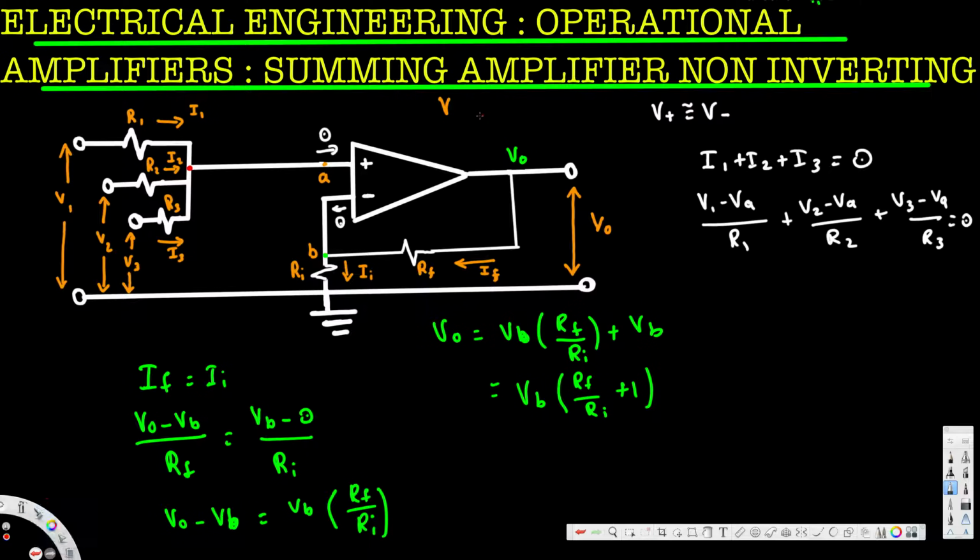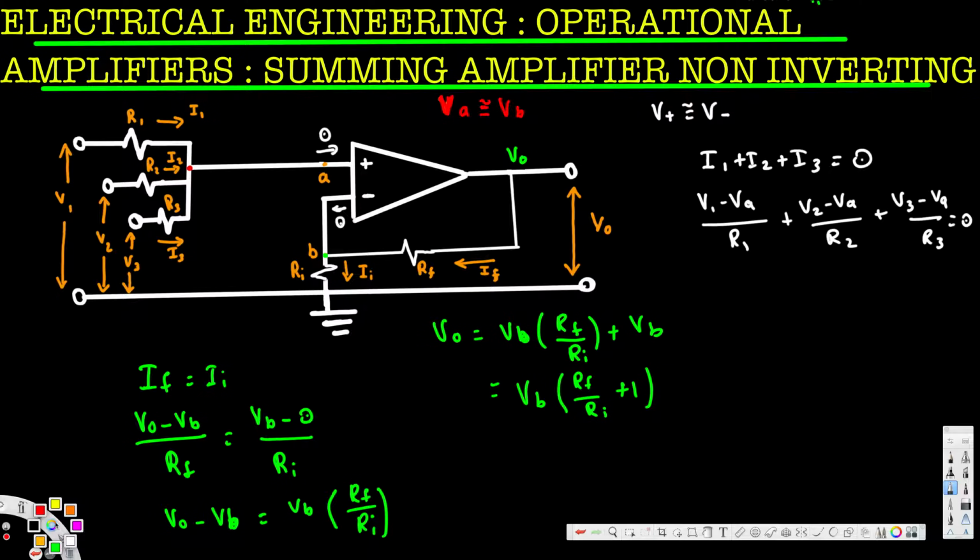Let's write this one with a different color. VA is equal to VB. So if we find out VA, we can express our voltage output in terms of input voltages. That's our purpose. Now let's try to find out VA from this one.